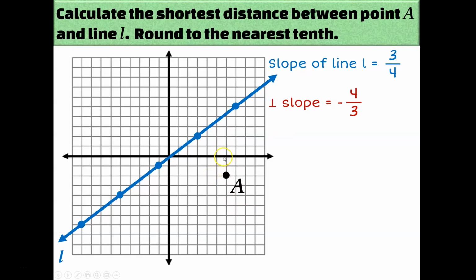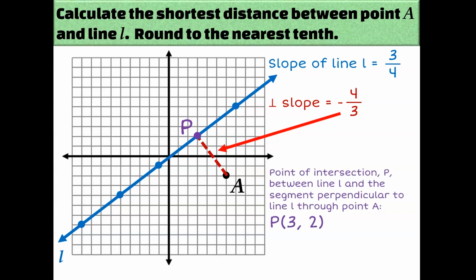So up, 1, 2, 3, 4, that's a positive movement. And then to the left, 1, 2, 3, that's my negative movement. And I intersect right here. So I'm going to go up 4 and right 3, as displayed by this dotted line, until I reach line L, and I'll intersect at point P. Point P happens to be the point 3, 2.